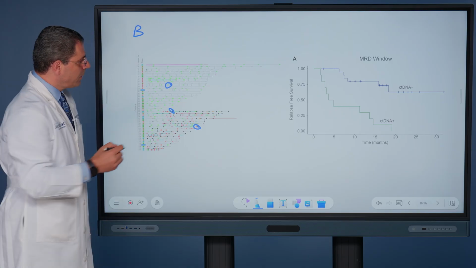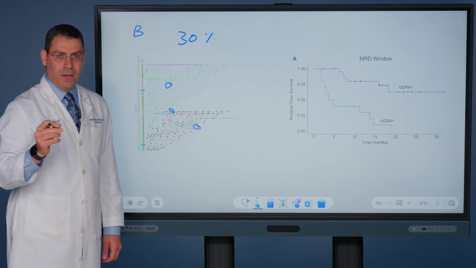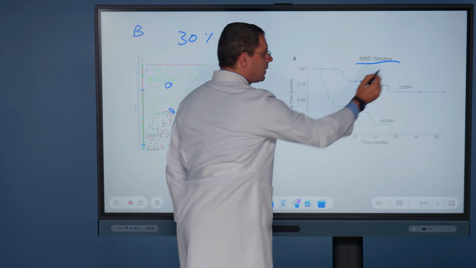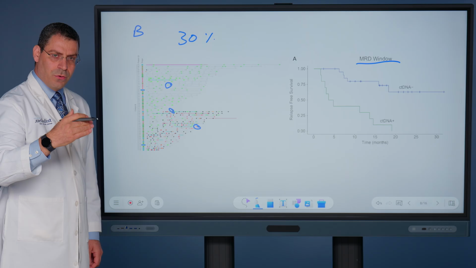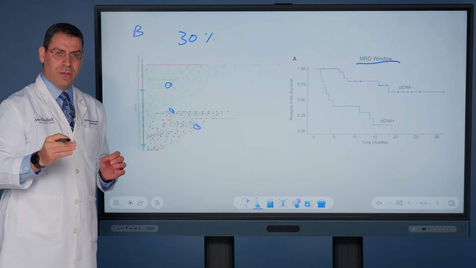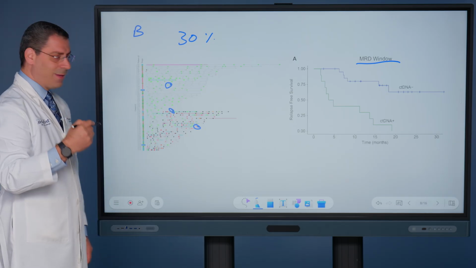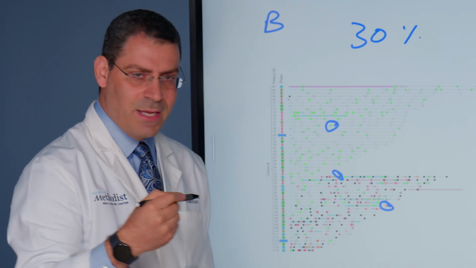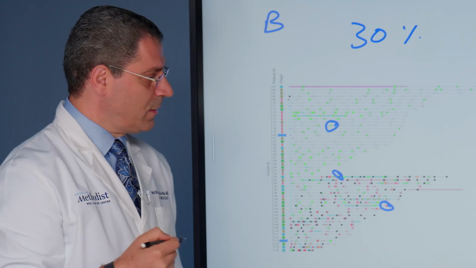In this cohort, 30% of the patients have ctDNA positivity in the MRD window. As we said before, the MRD window is up to 12 weeks from the time of the curative surgery. And we found that all those 30% of patients who have a positive ctDNA in their blood in the MRD window, all of them have a disease recurrence. ctDNA can be predictive and have a prognostic value in this setting.